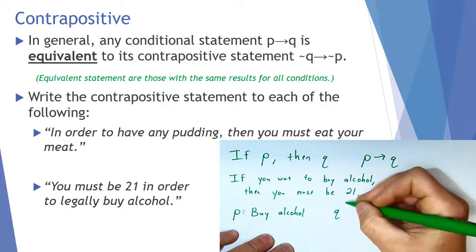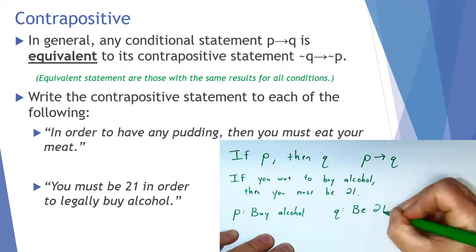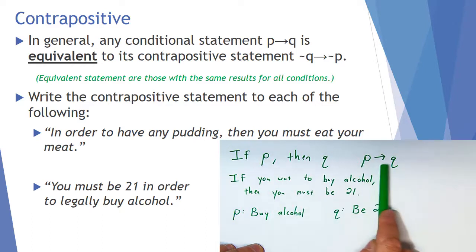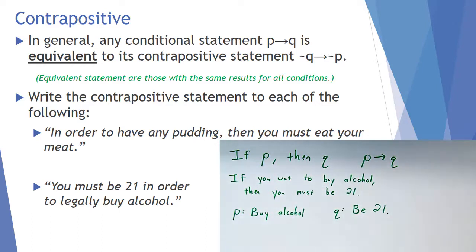And the Q statement means that you have to be 21. If you want P, then you have to be Q. And here again, you can see that the only false condition would be a case where P is true, but Q is not. The truth of P would not imply the truth of Q. That is to say, the only case that would violate this conditional is somebody who does buy alcohol, but is not 21. And of course, that shouldn't happen.